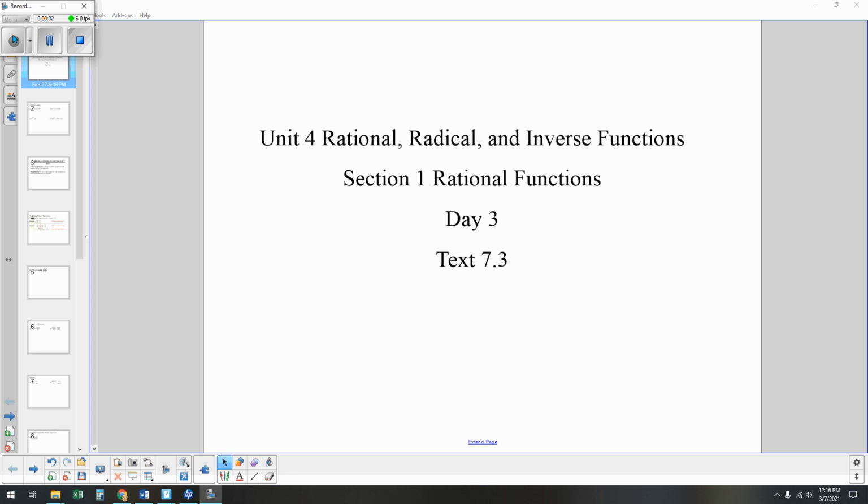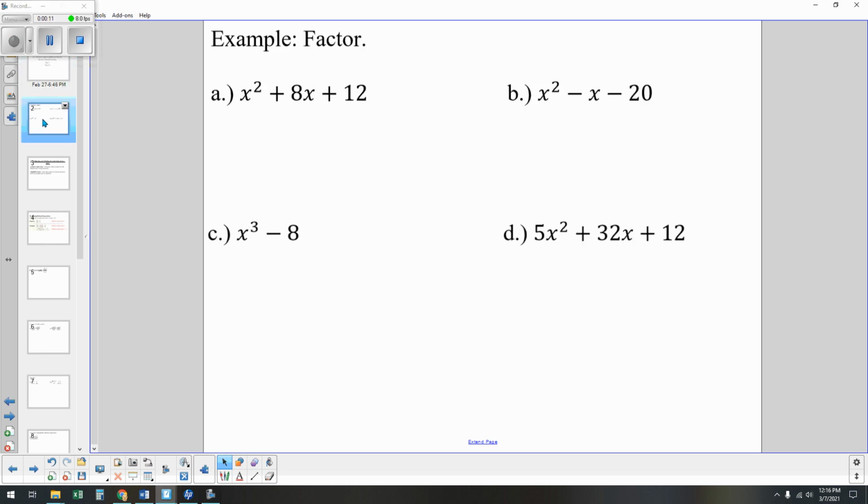This is day 3 of Unit 4, Section 1. We are going to be doing textbook section 7.3, the first half. So we're going to start by factoring. Factoring is something we've been doing for a long time now.